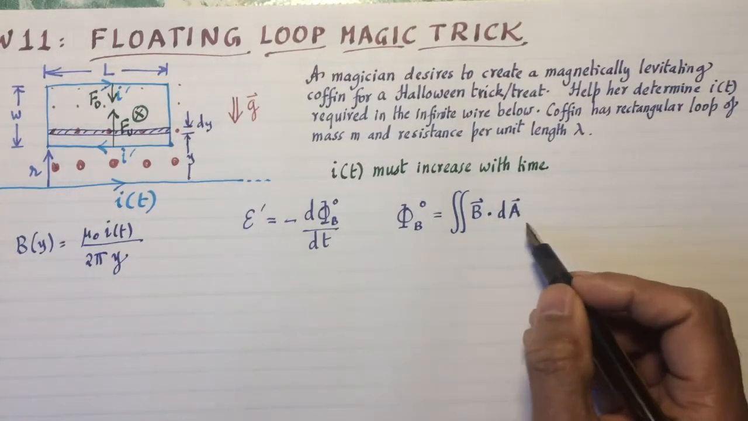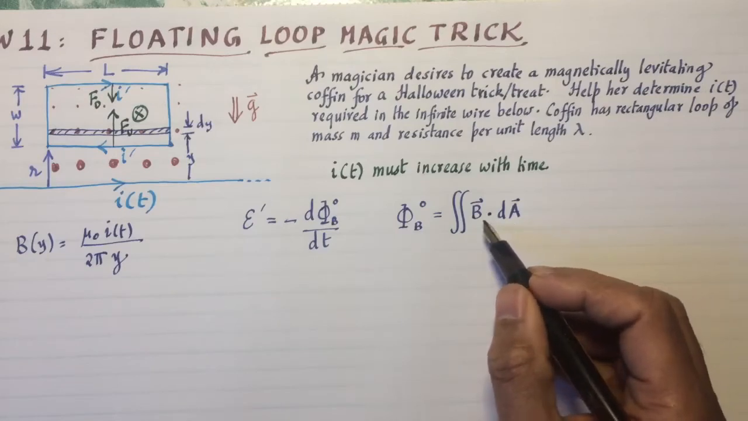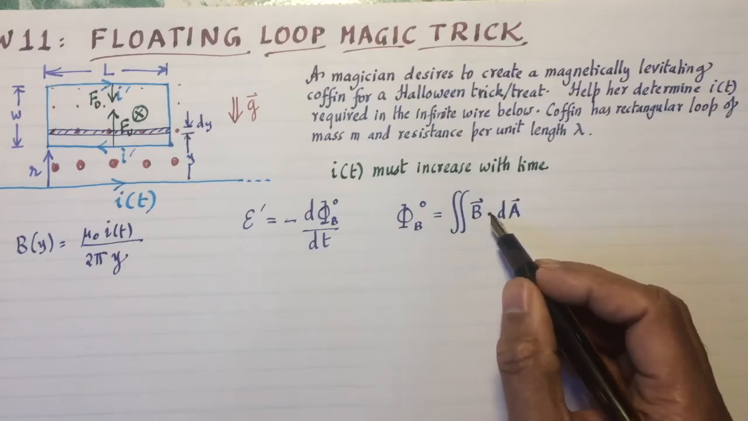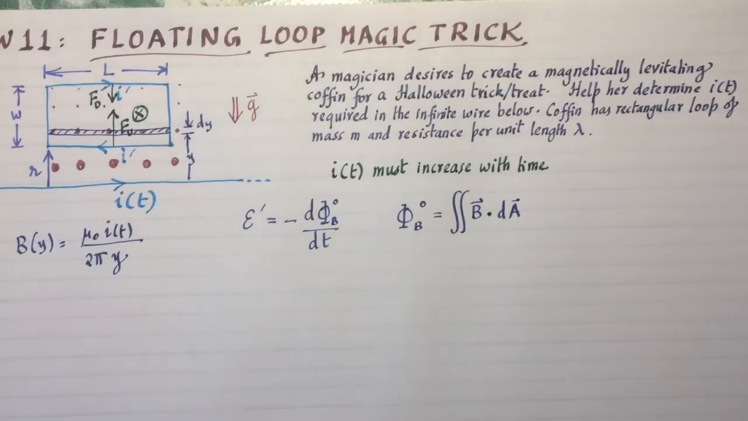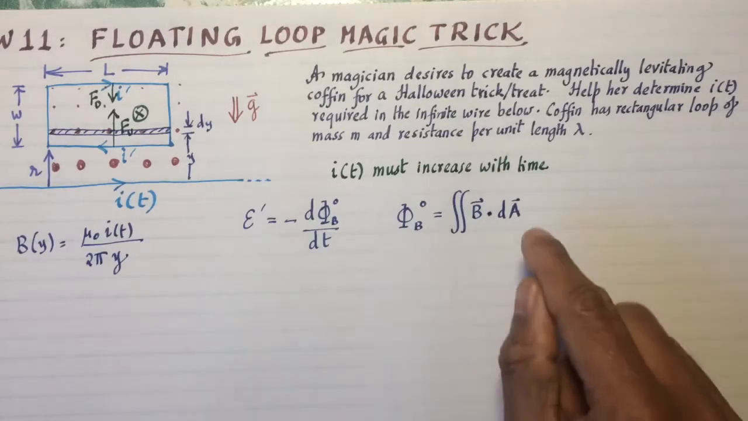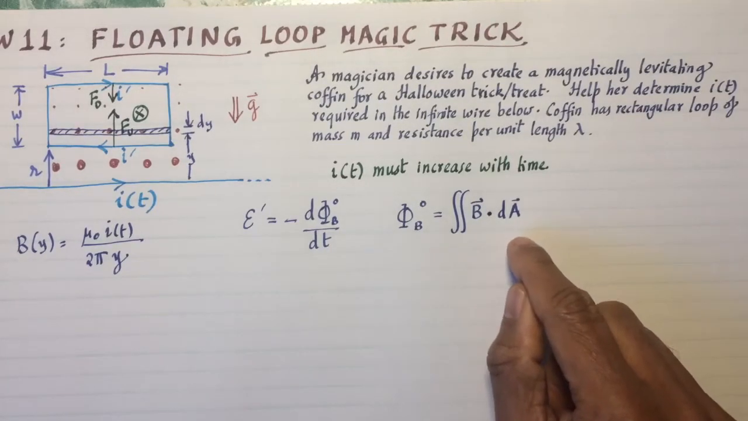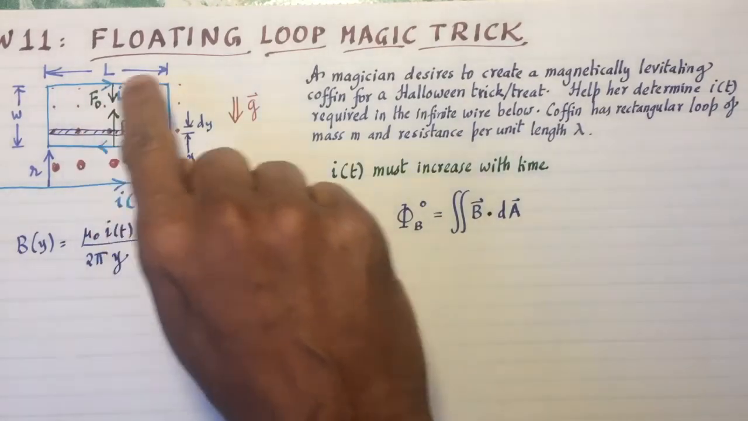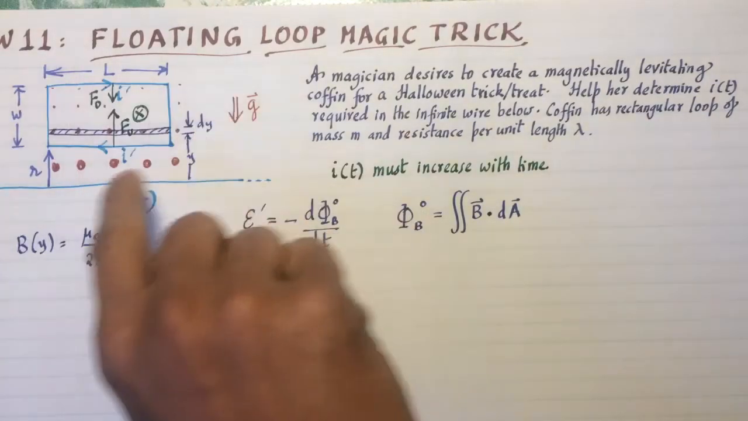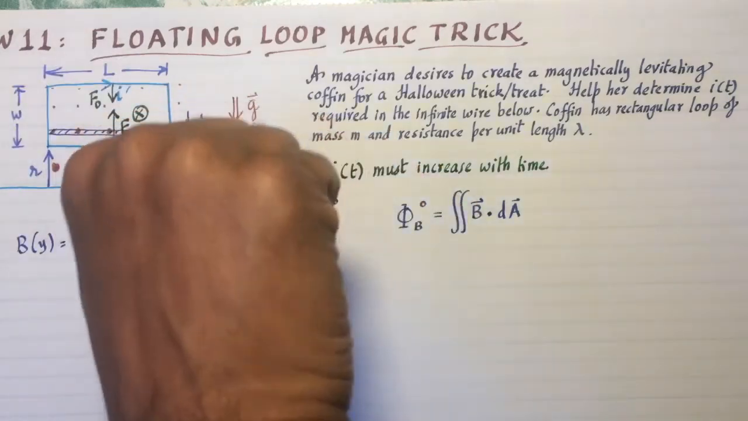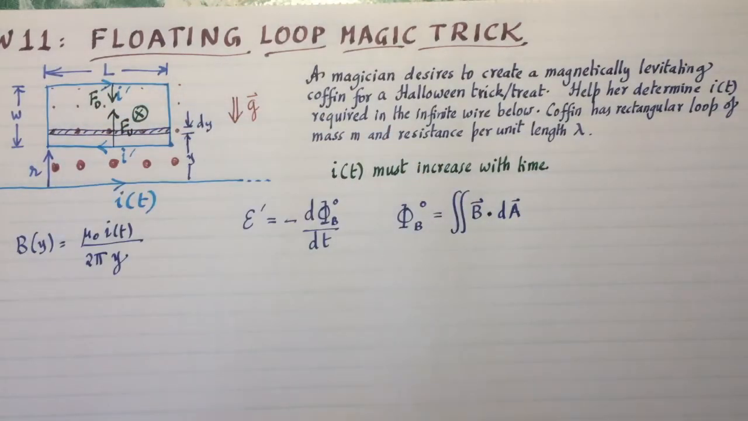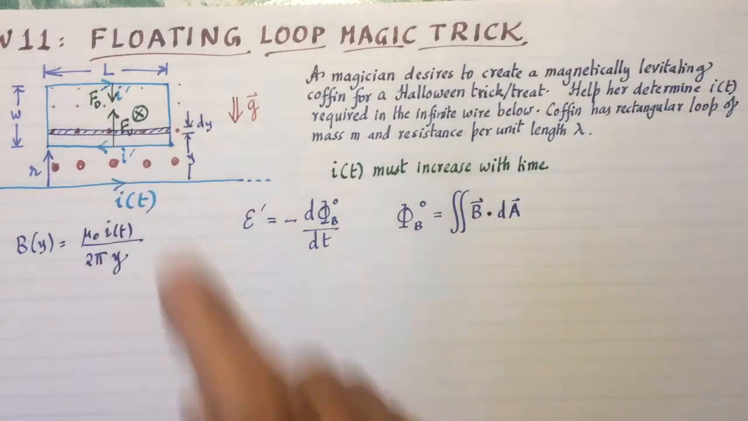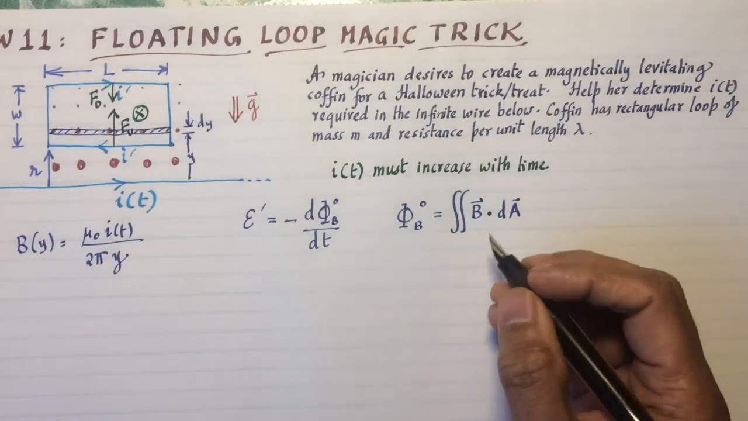Now the dA vector, how is it calculated in relation to the B vector? In other words, what is the dot product? For that one, we have to talk about the direction of the area vector. The area vector direction comes directly from the direction of the induced current. If the induced current is clockwise, the area vector is into the page. So the angle between the B field and the area vector is 180 degrees.